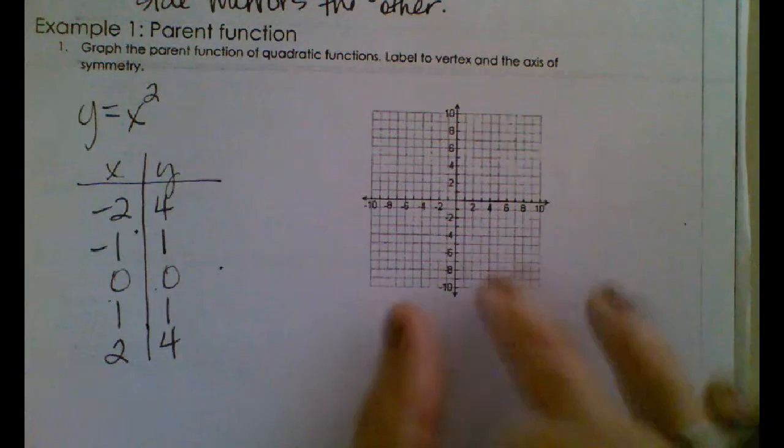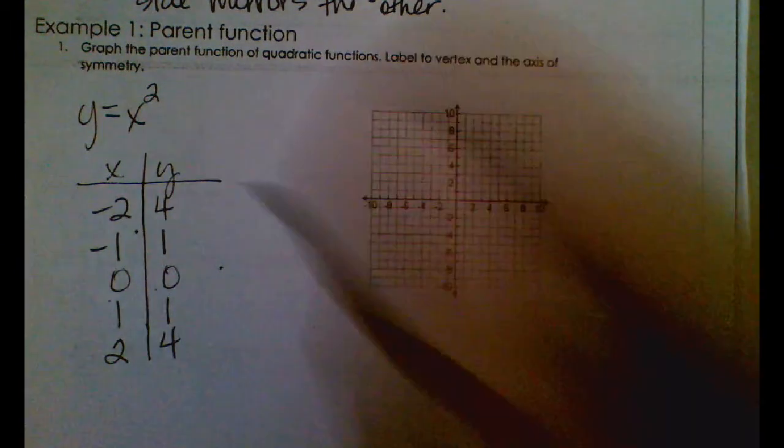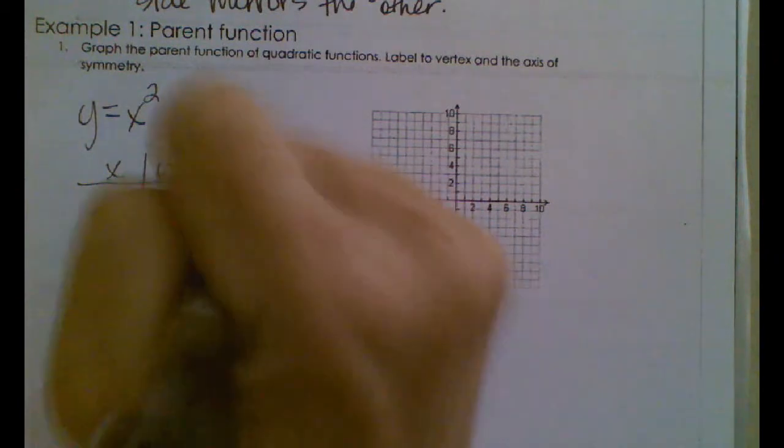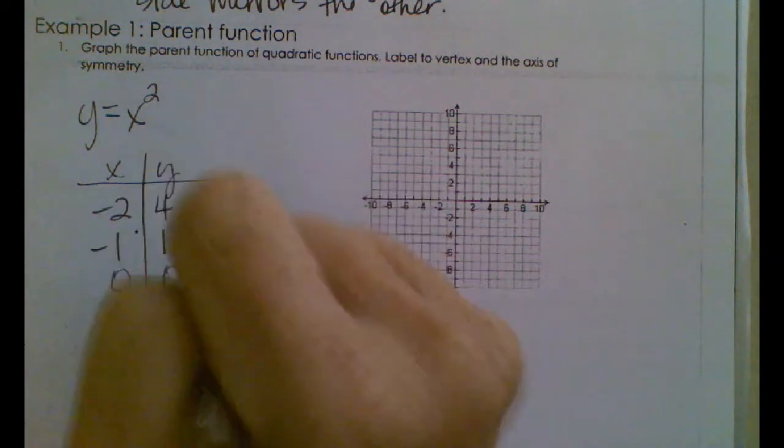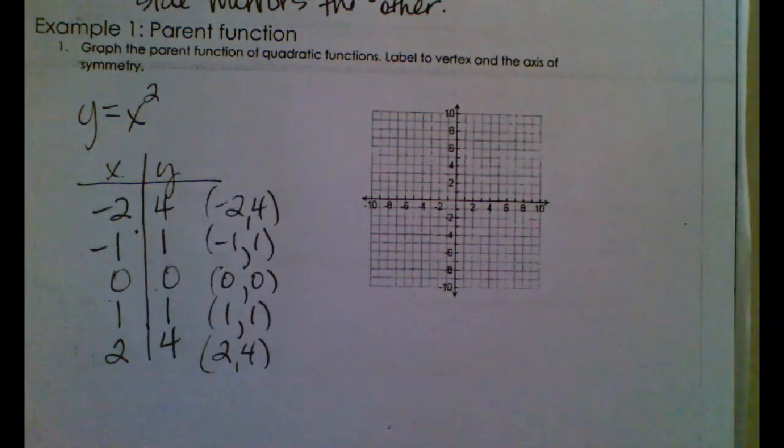Okay, so I want you to go over to the graph now, and I want you to graph those points for me. I would like you to label the vertex and see if you can figure out what the axis of symmetry would be.